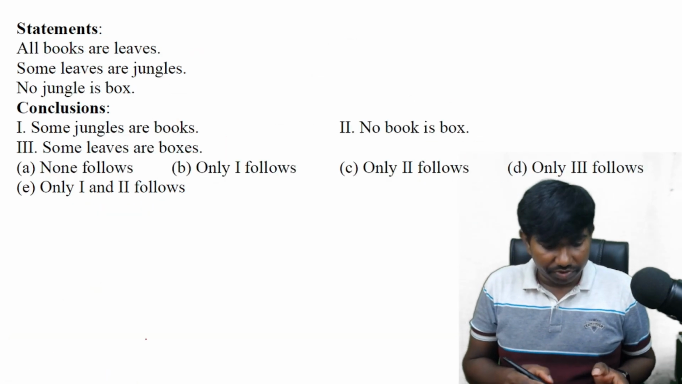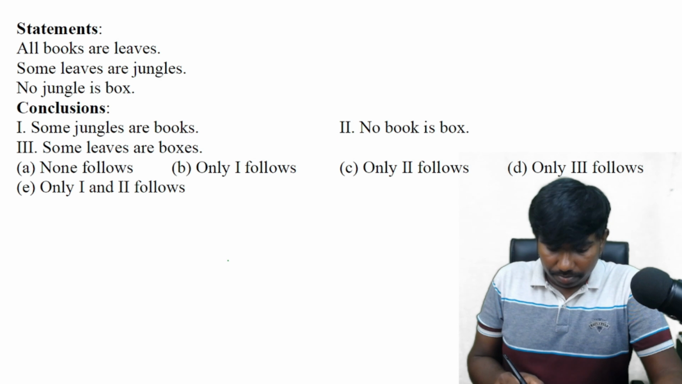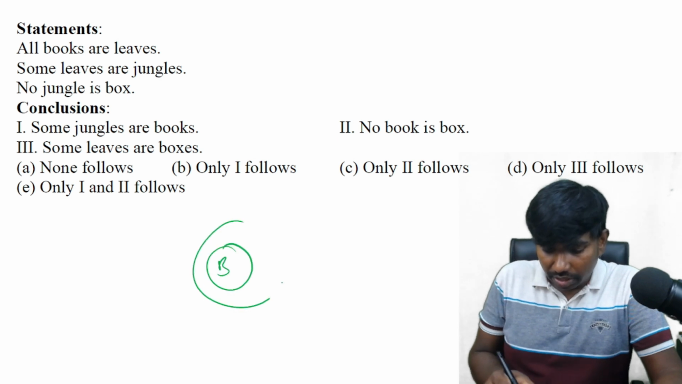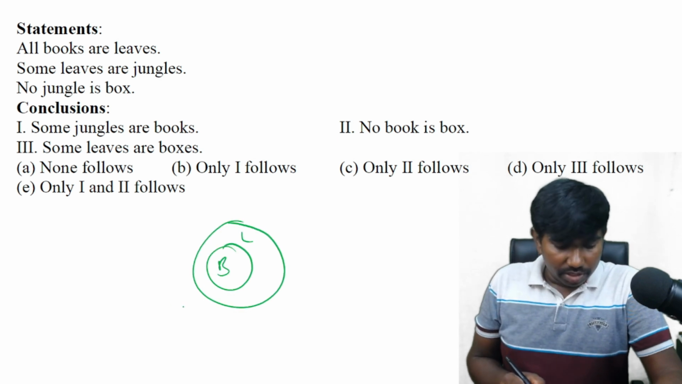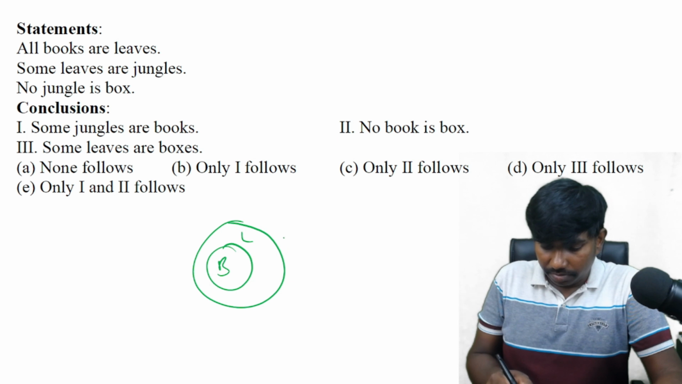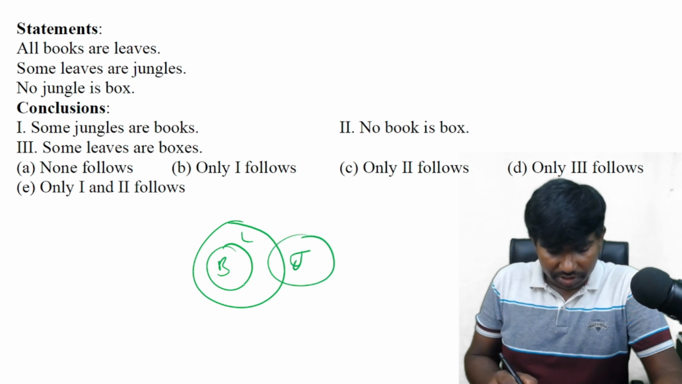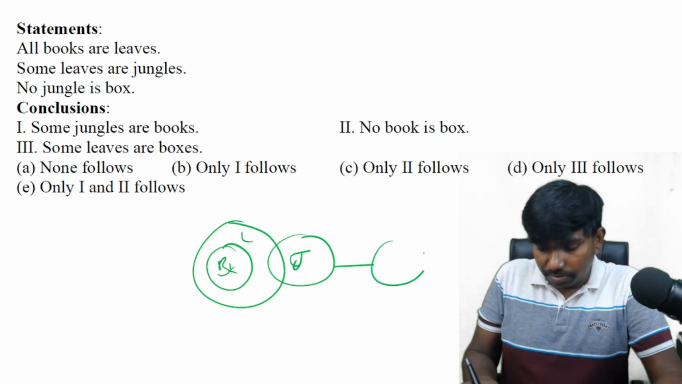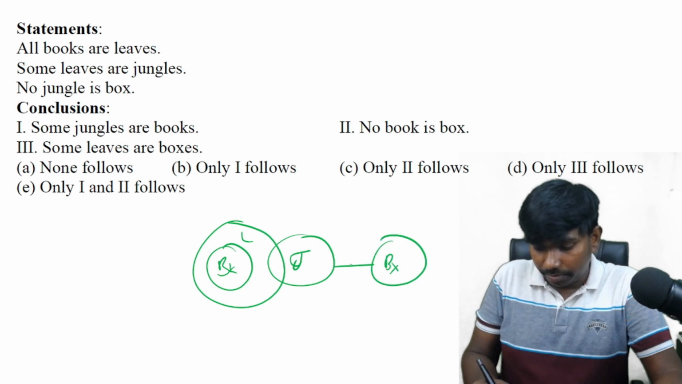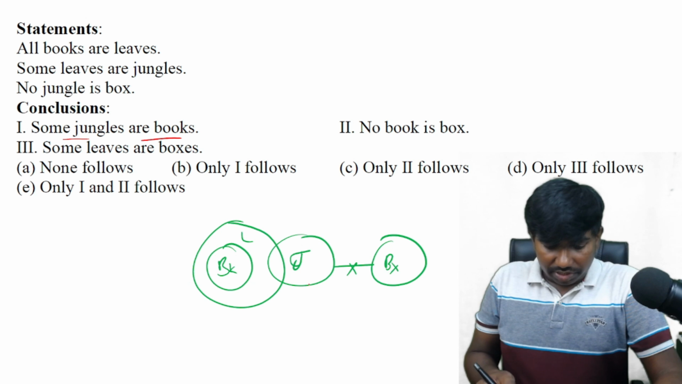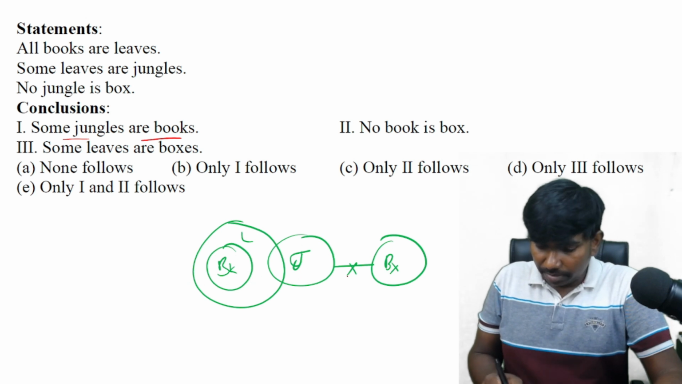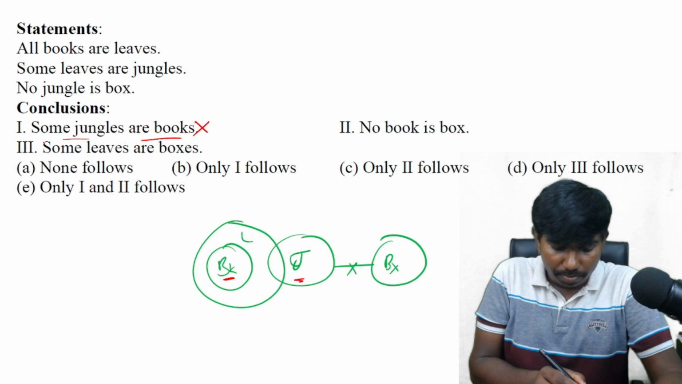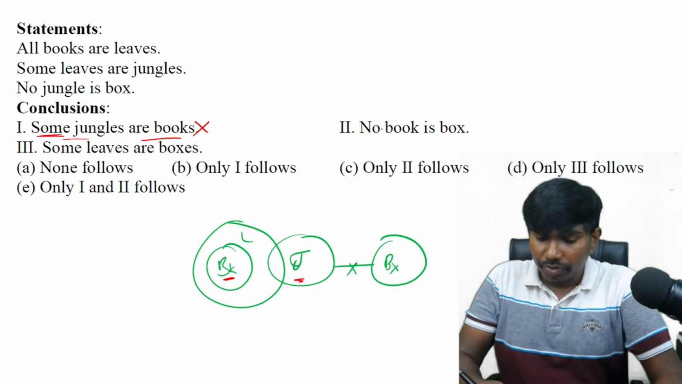Right. Next question. All books are leaves. Some leaves are jungles. No jungle is box. This is book BK I'm taking. No jungle is box BX I'm taking. Right. Some jungles are books. There is no intersection, fail. Positive definite conclusion. Okay. Next.